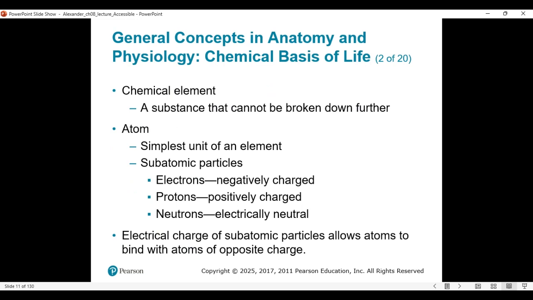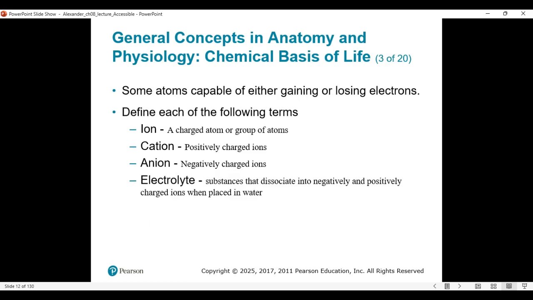The smallest unit of an element is an atom. These atoms have subatomic particles, which are electrons, which are negatively charged, protons, which are positively charged, and neutrons, which are neutral, right? Some atoms are capable of either gaining or losing electrons, and this is how they connect to other atoms, through opposite charge. So, like a magnet, the positive and negative will attract.